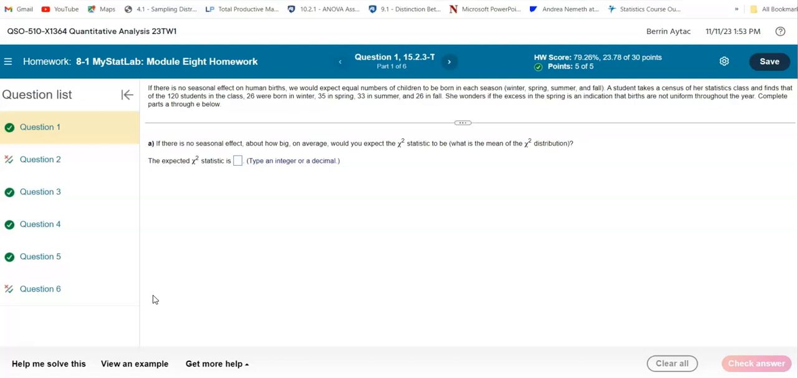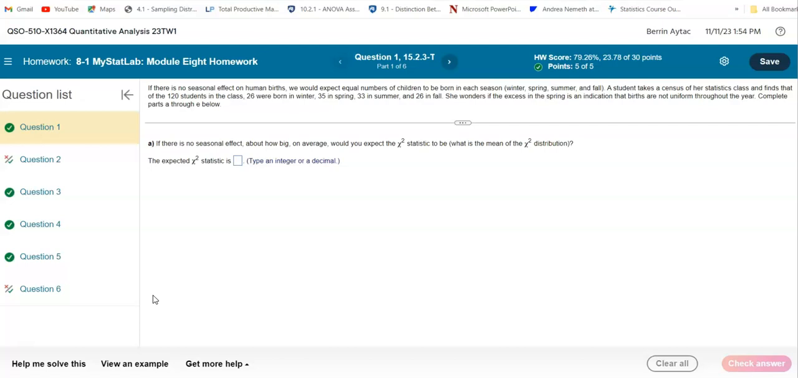To investigate this, a student takes a census of her statistics class and finds that of the 120 students in the class, 26 were born in winter, 35 in spring, 33 in summer, and 26 in fall. She wonders if the excess in the spring is an indication that births are not uniform throughout the year.